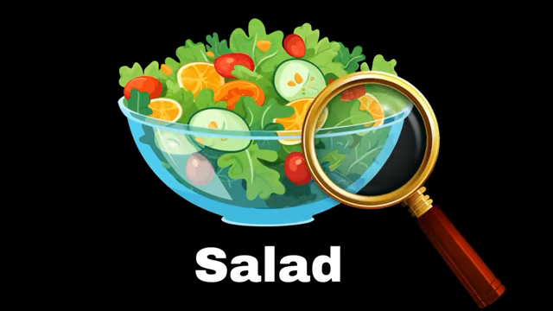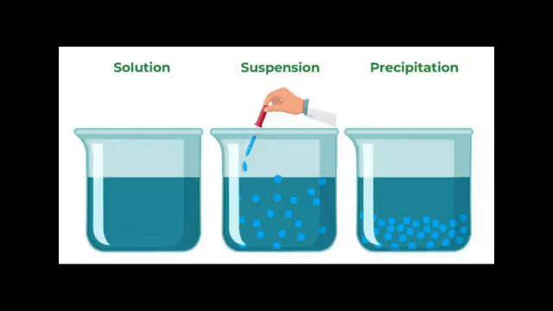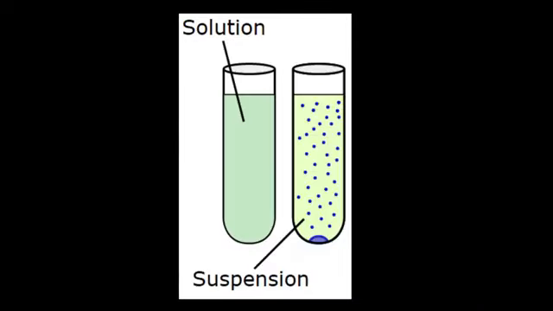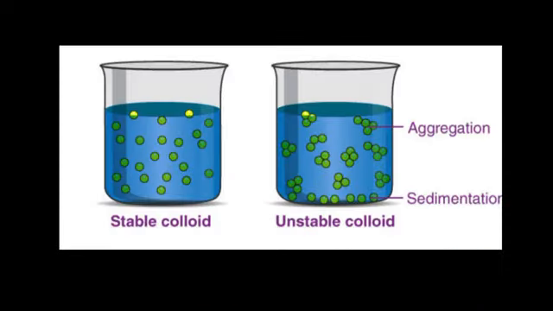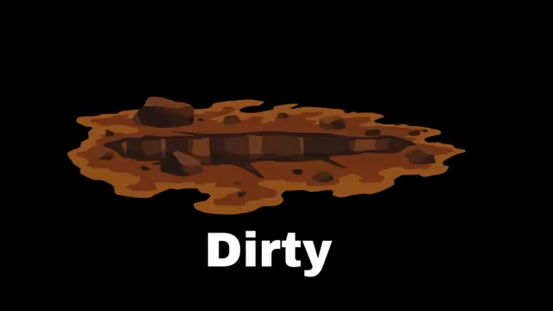Suspensions are heterogeneous mixtures where solid particles are dispersed in a liquid or gas, but are large enough that they do not dissolve. These particles can be seen with the naked eye and will settle out over time if left undisturbed. An example is muddy water, where dirt particles are temporarily suspended in water but eventually settle at the bottom.